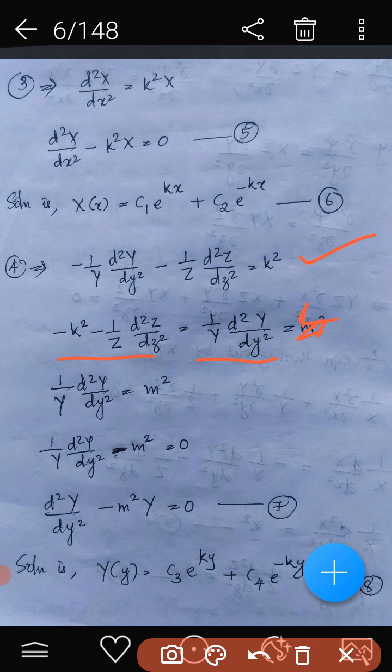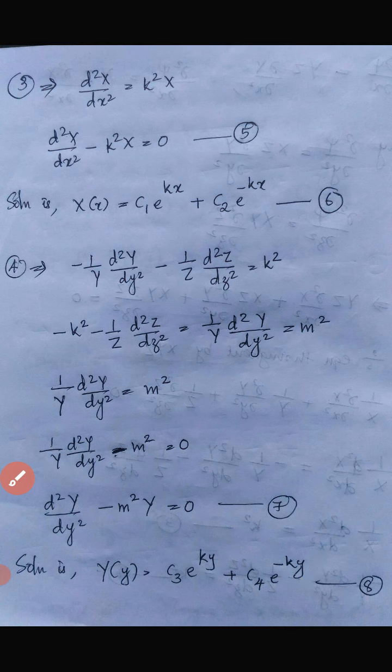Now we can equate each term, the LHS part and the RHS part, to a constant. I take that constant as m². Now the RHS part, (1/Y) d²Y/dy² = m². From this, (1/Y) d²Y/dy² − m² = 0, that is d²Y/dy² − m²Y = 0. A similar kind of equation we got here, that is equation number 7. Then the solution becomes Y = c3 e^(ky) + c4 e^(−ky). So this is the solution, equation number 8.